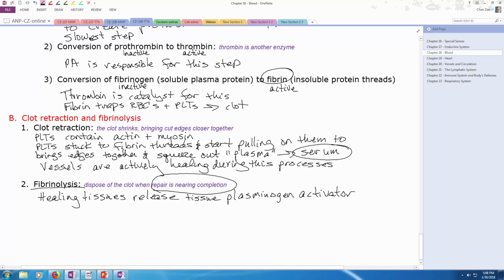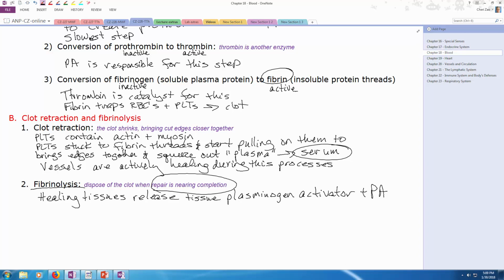It has an abbreviation that is actually used in the medical community. Tissue plasminogen activator is also called TPA. Anybody working in healthcare ever heard of TPA before? Yeah, they use it all the time as a, quote, clot buster. So when somebody comes in with a heart attack, guess what they'll give them? TPA. Well, our healing tissues is where TPA came from.